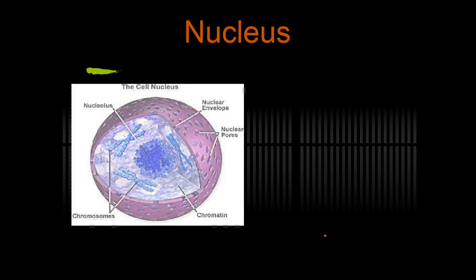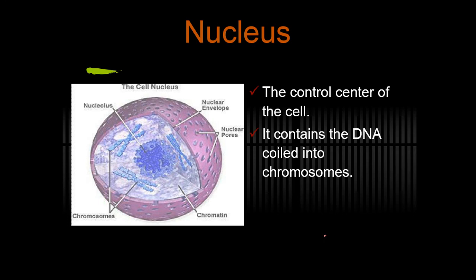So here's a closer view of a nucleus. This is the control center of the cell. It contains the DNA of the cell coiled up into chromosomes. That's what you see here that look like X shapes.